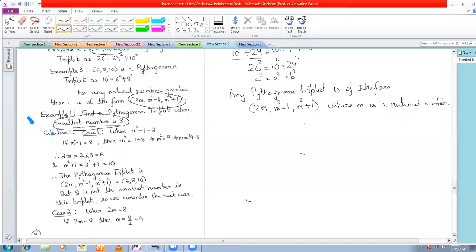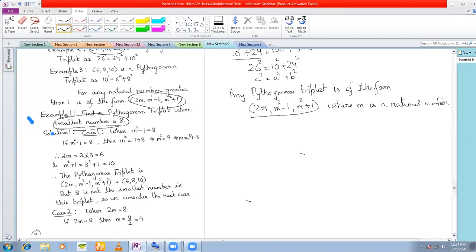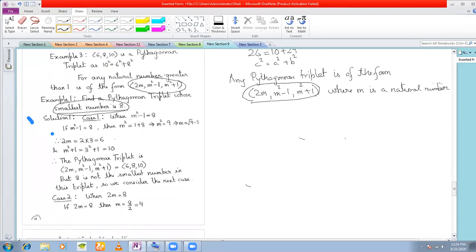Where m is a natural number. Any Pythagorean triplet will be of this form where m is a natural number. So we'll use this formula in order to find out our Pythagorean triplet. Let us look at the first problem that I have solved here.